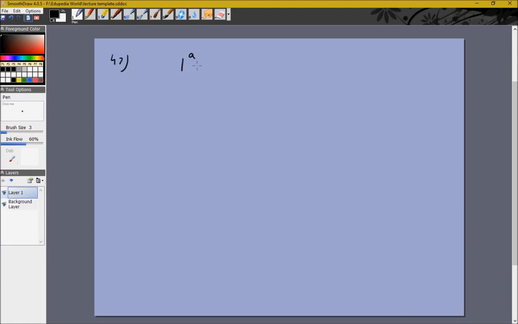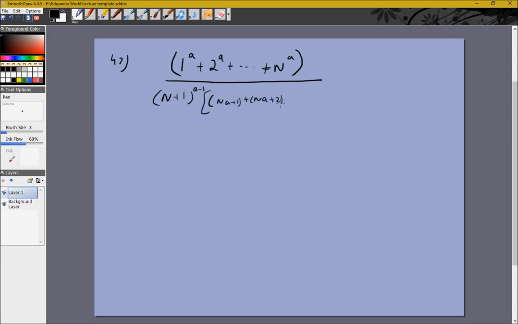1 to the power a plus 2 to the power a plus dot dot dot plus n to the power a, by n plus 1 to the power a minus 1, times na plus 1 plus na plus 2 plus dot dot dot na plus n.